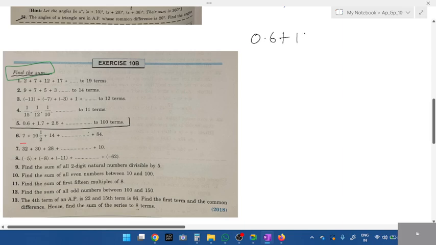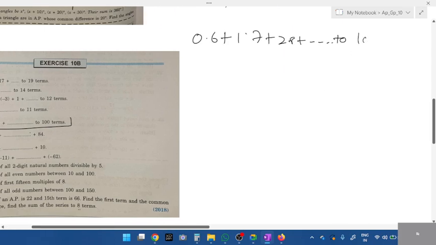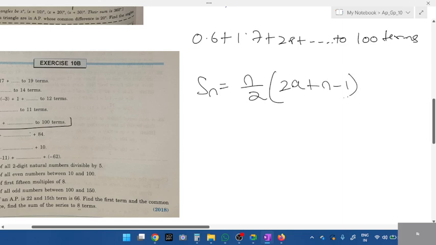0.6 plus 1.7 plus 2.8 plus up to how many terms? Up to 100 terms. So your T of n value is not given, right? T of n is not given, but n value is given. What's the formula for S of n? Very good. Tell me n value here.